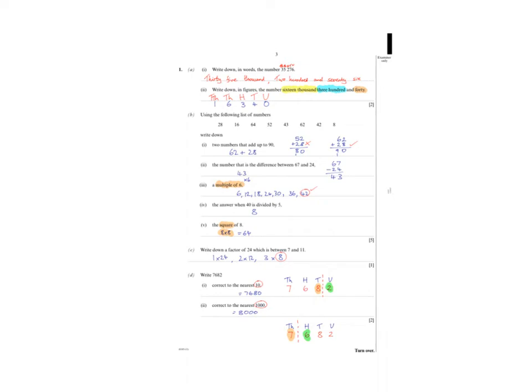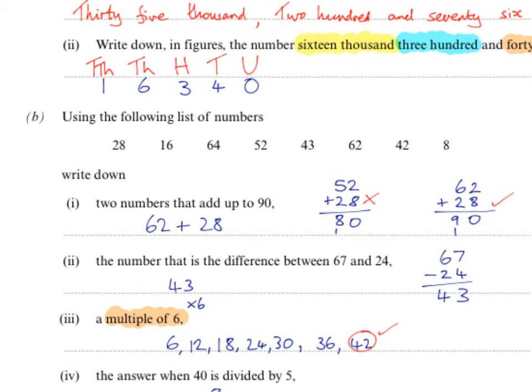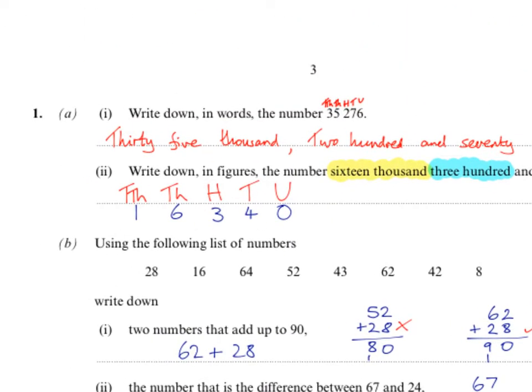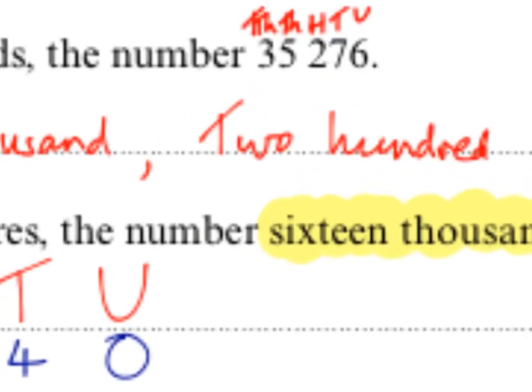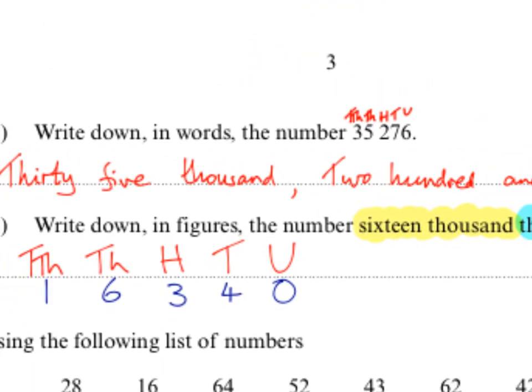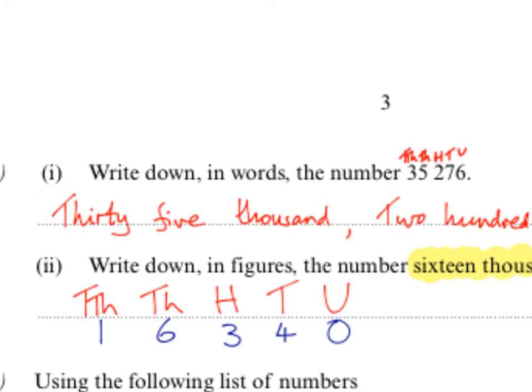So we haven't actually got the first page photocopied for some reason. I would like to go over it very quickly, however. They're always very, very similar in the non-calculator papers. Front page, nigh on identical every time. So it says, write down in words the number 35276.